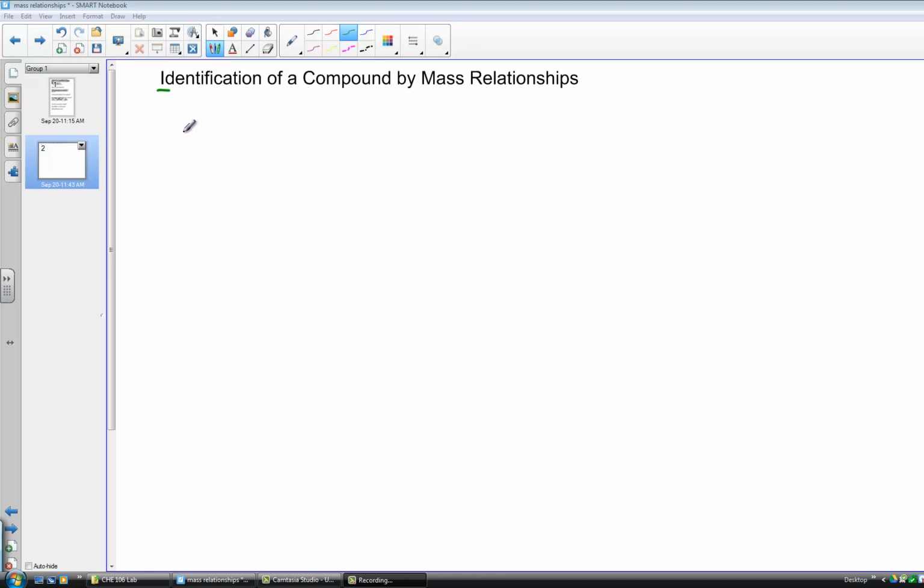This is our pre-lab discussion on a lab called Identification of a Compound by Mass Relationships. We are going to be given an unknown solid salt, and based on mass percentages, we are going to work to identify the unknown through a process of heating and using acid. Our pre-lab discussion is found on page 13 in your lab book.